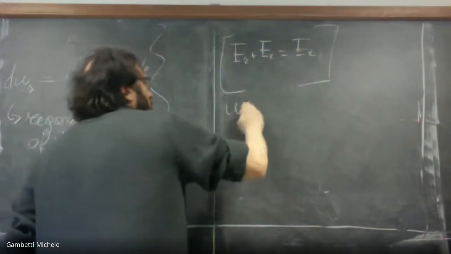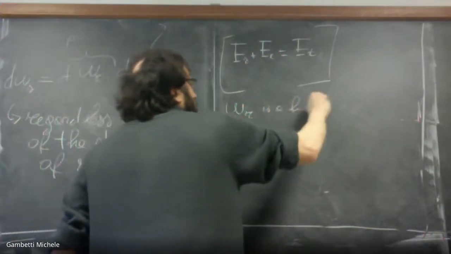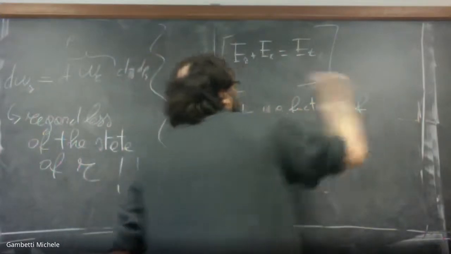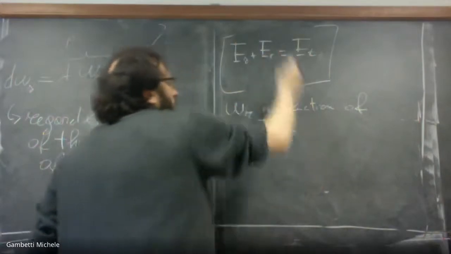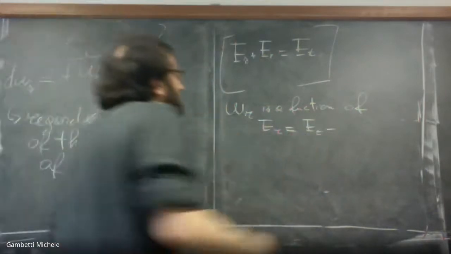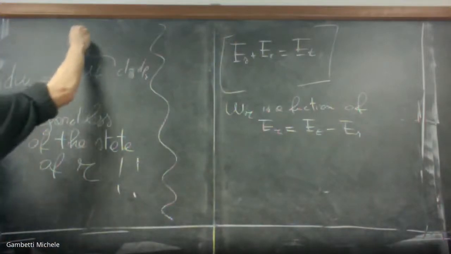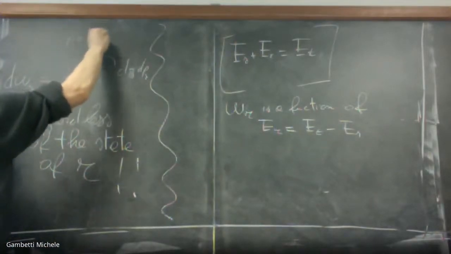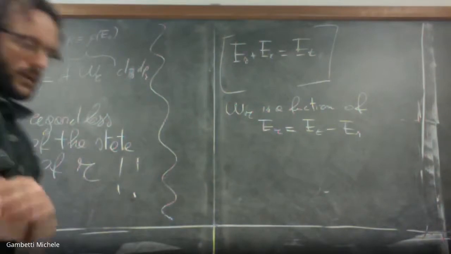Okay? So omega R is a function of ER, which in turn can be written as E total, which is a constant once I fix my total system, minus ES. Therefore, you see that this quantity here is actually a function of ES or ER, which is the same. Okay? So basically what I'm doing is asking the following question.